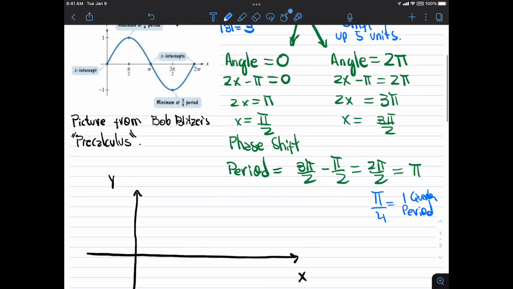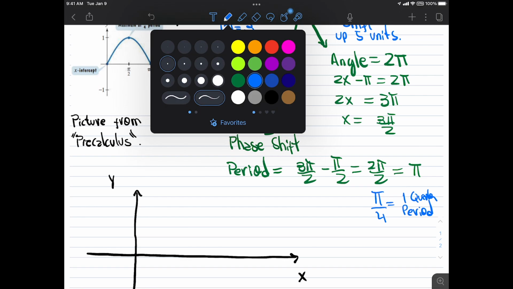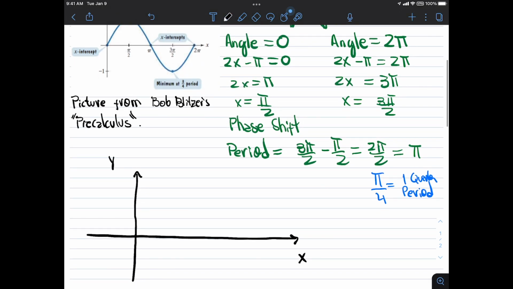And that will be the scale that I'll use. Okay? So I'll do then every 1/4 of a period, every pi over 4, I'll make a marking there. It's pi over 4, and then that's 2 pi over 4, which is pi over 2, right? And that's 3 pi over 4, and I'll keep doing that.